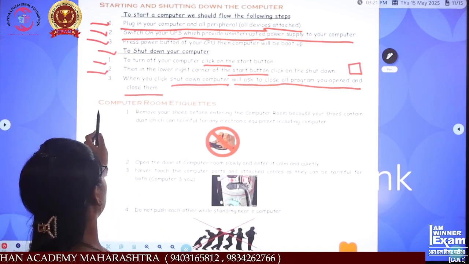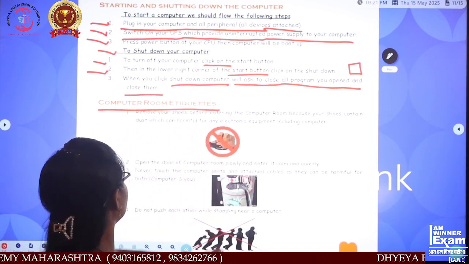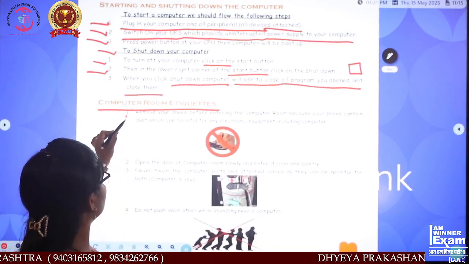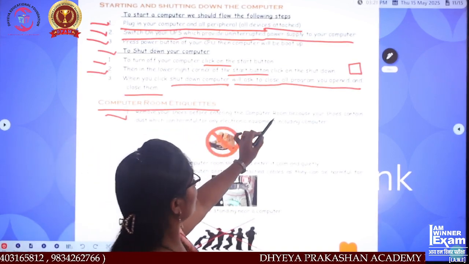Next, computer room etiquette. Remove your shoes before entering the computer room.